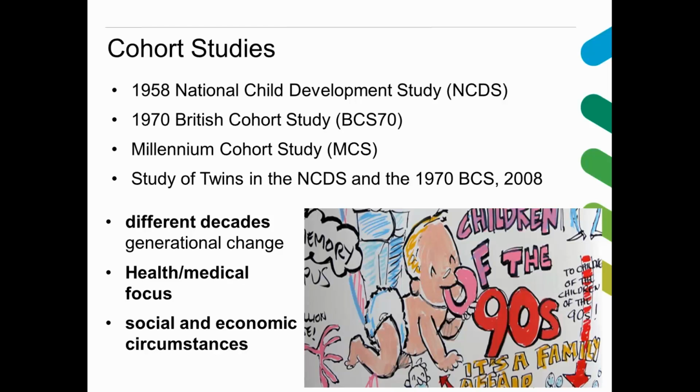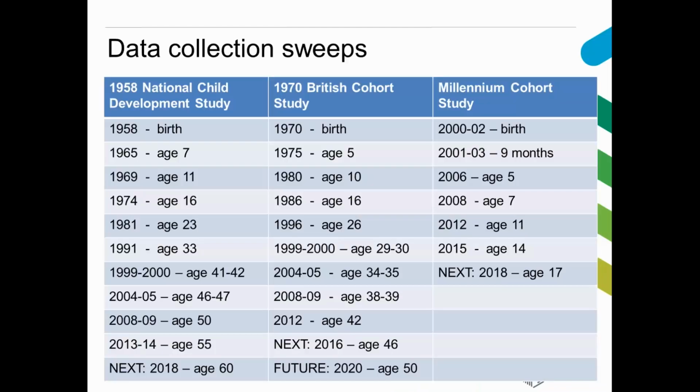Now, because all of these cohort studies relate to different decades, we can have a look at generational change with these. They have a health and medical focus, although there is a lot of information collected about social and economic circumstances as well. And here you can see the different data collection sweeps for each of the cohort studies to date. So you can see that they're not followed every year, they're followed at key points.